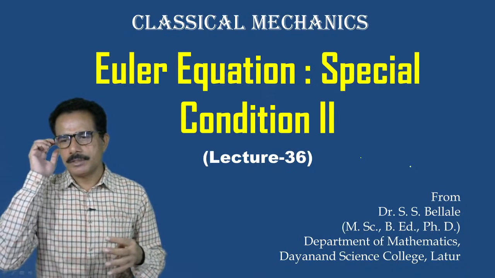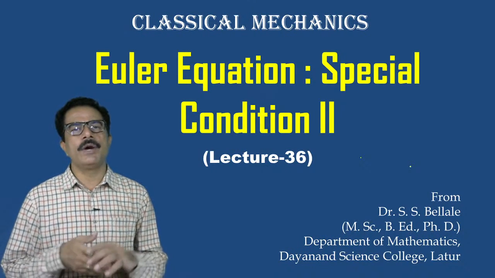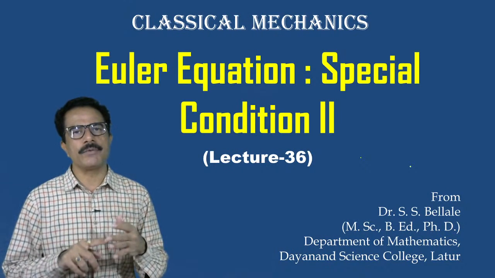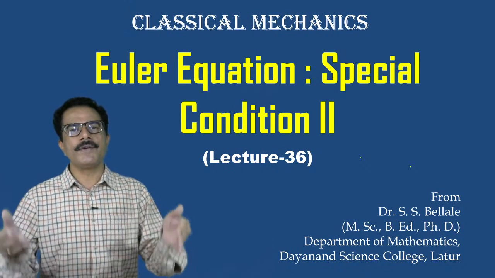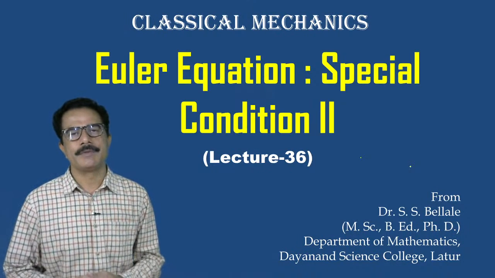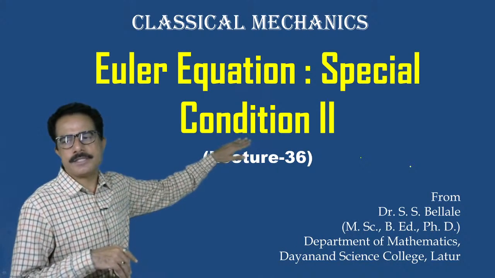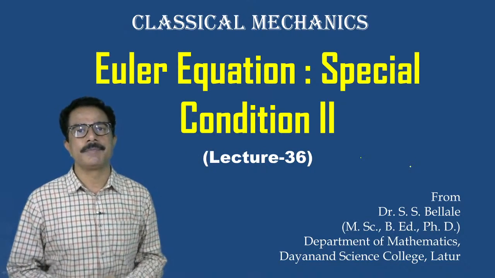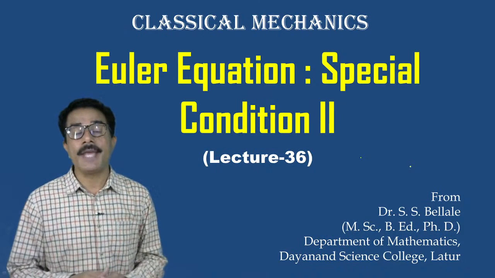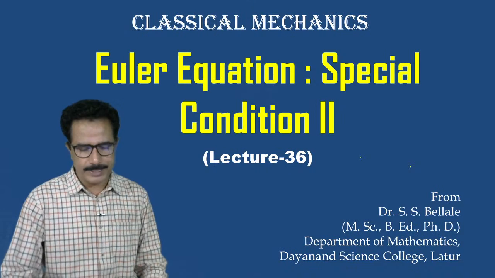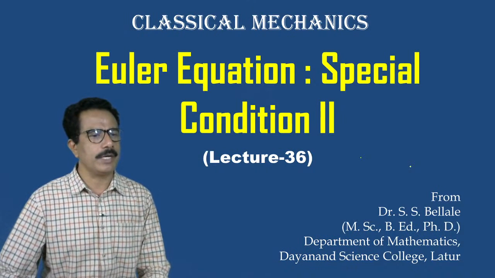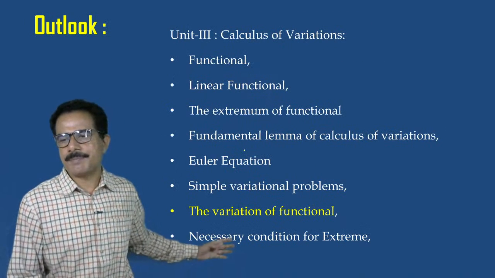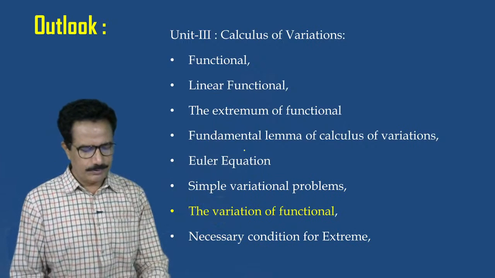Then also we have proved the Euler special condition 1, that is, if a function is independent of y. Today we shall discuss the second Euler special condition, that is, a function independent of x. If x is absent, then we have to write. Okay. So this is the last part of unit 3. We have to check.